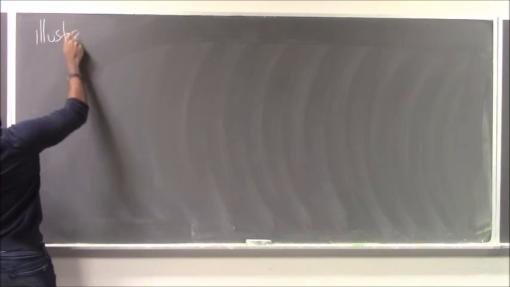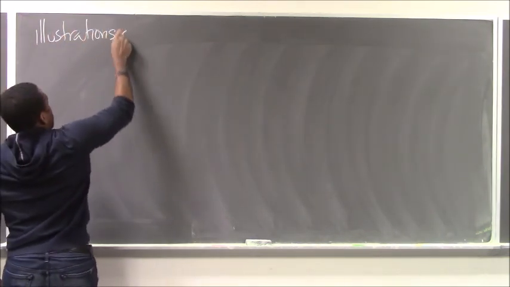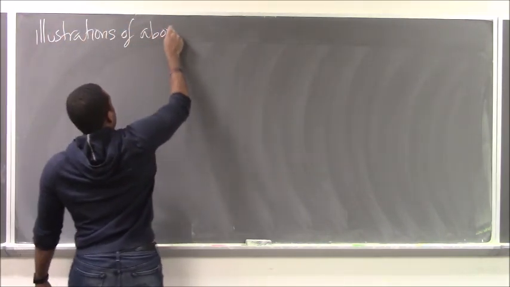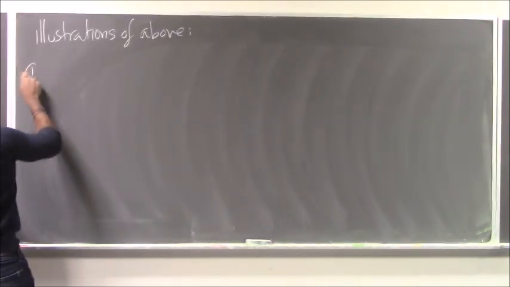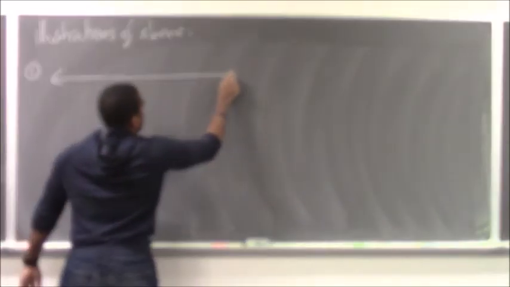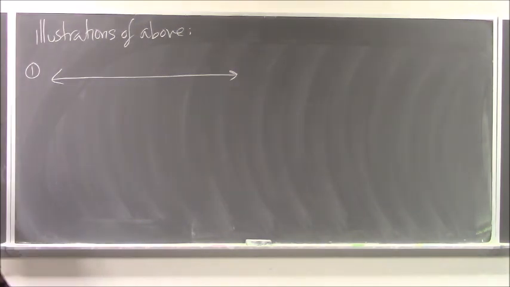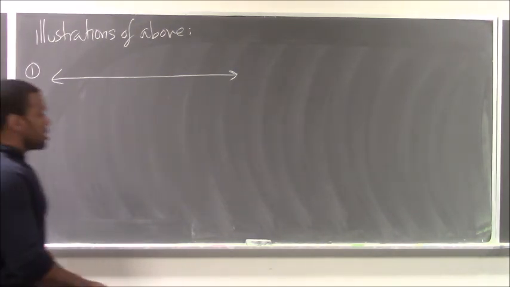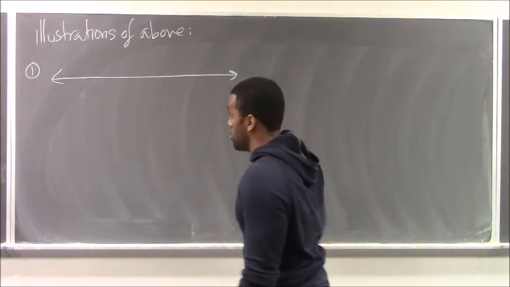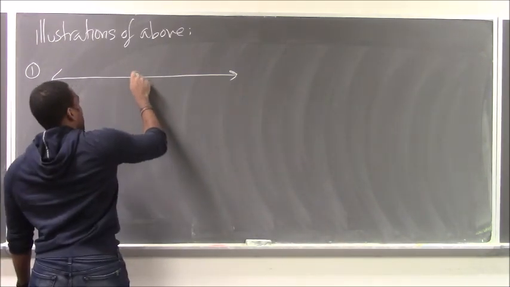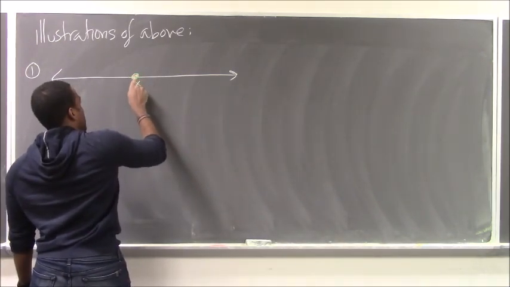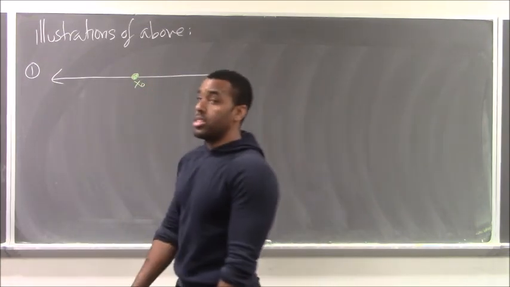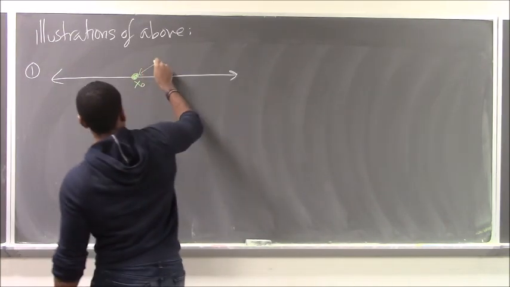So, illustrations. First situation. The first situation is saying you have a real line. This is the real number line. And the series only converges at one point. Namely, there's a point on the real line, x naught. This is where our series is centered. And the series only converges here.